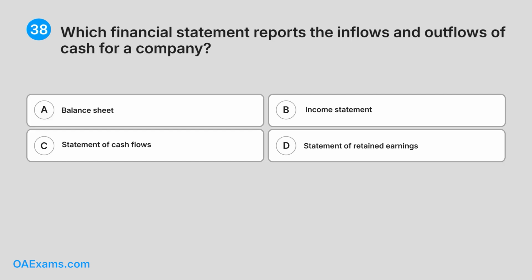38. Which financial statement reports the inflows and outflows of cash for a company? A. Balance sheet. B. Income statement. C. Statement of cash flows. D. Statement of retained earnings. What do you think is the answer?